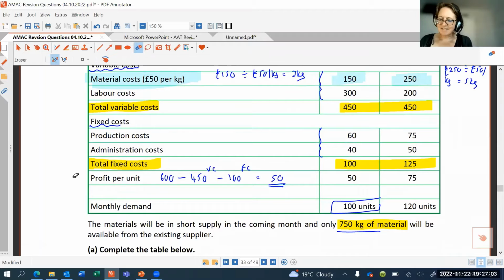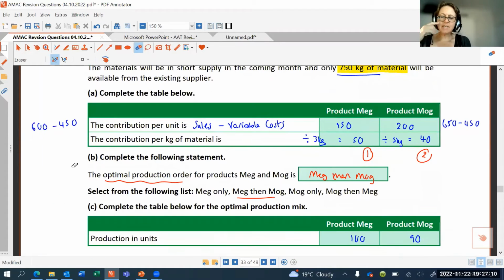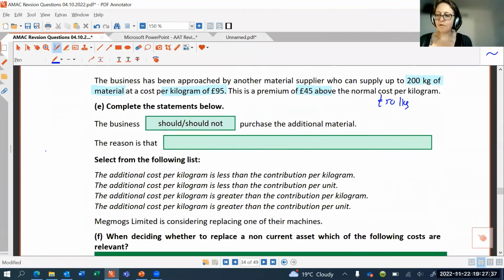So the question next then is, would I be willing to pay this extra price to get the extra material? Well, if I used the extra material to make a product MOG, I could make an extra £40 per kilogram, because we worked out that product MOG makes £40 per kilogram. That is their contribution. So if product MOG is making £40 for every kilogram used, and I buy the extra kilograms costing £45, is that a good idea? It isn't, is it? So then I would say that I should not purchase the additional material.